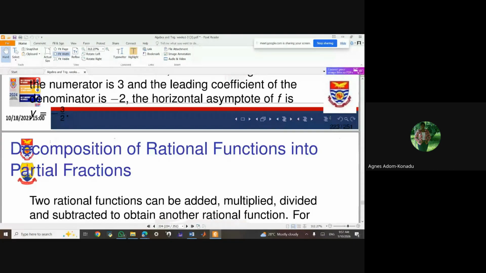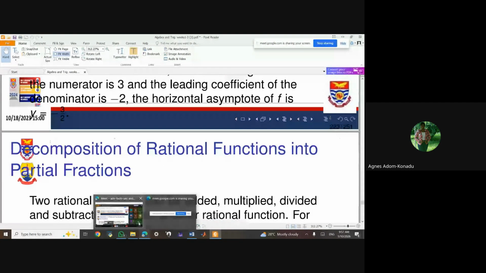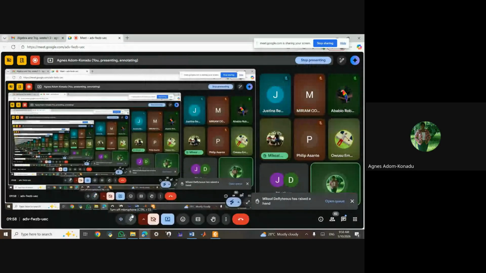Any questions? Do you want to continue from the decomposition of rational functions into partial fractions? Okay, Michael, your hand is up.